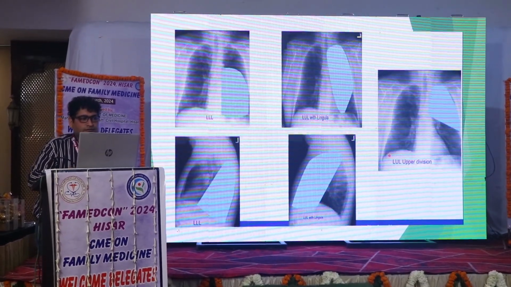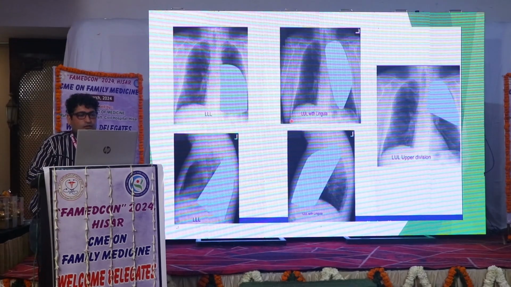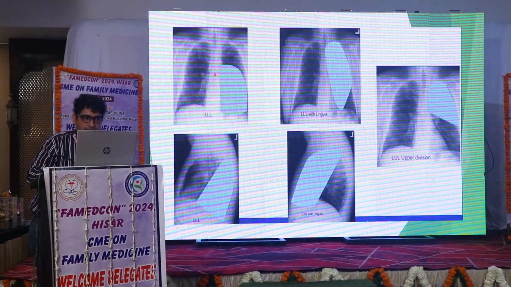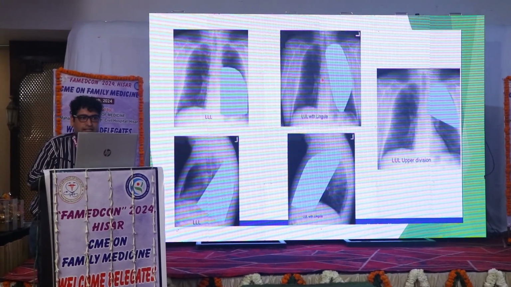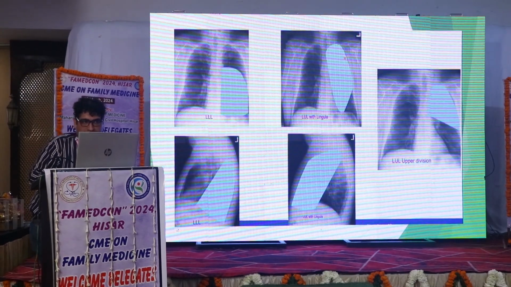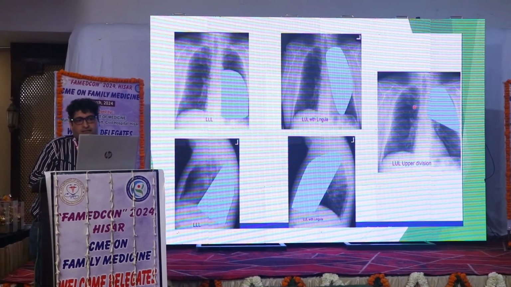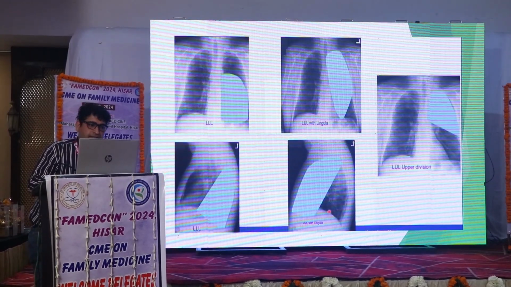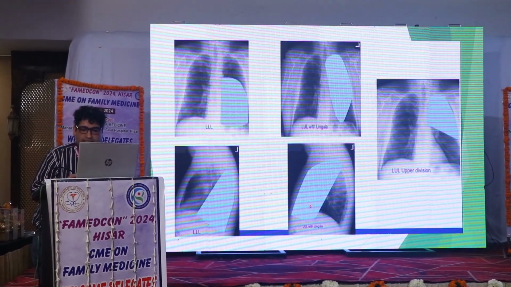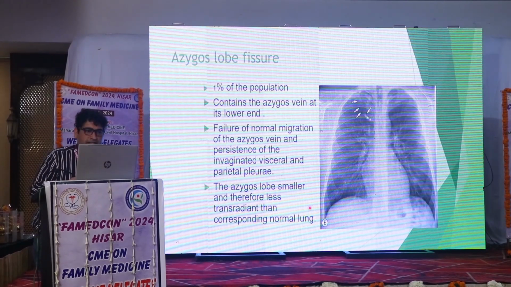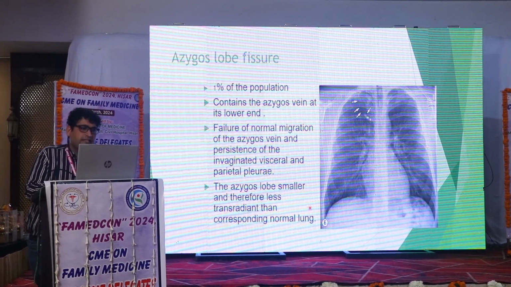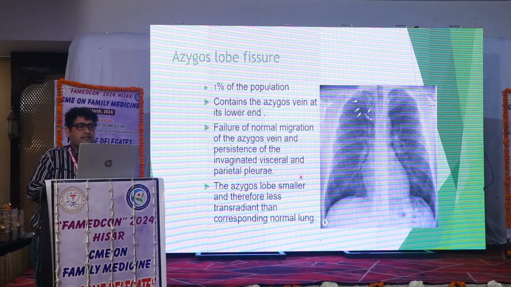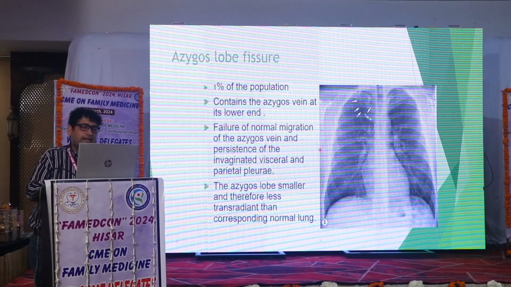Similar in case of left lung. So left lung lower lobe pathology can be seen in this full region, and left lung lower lobe along with lingula can be seen in this region. There is some division like left lung upper division you can see here, and similar things can be seen in lateral view.